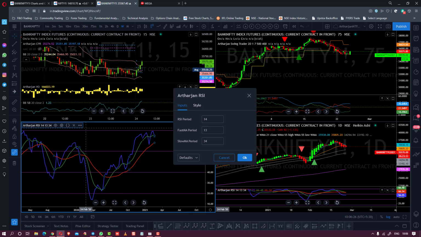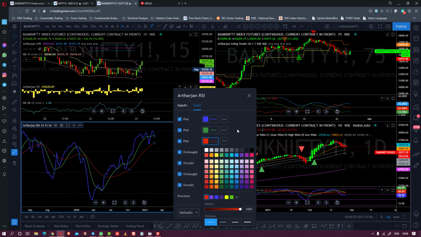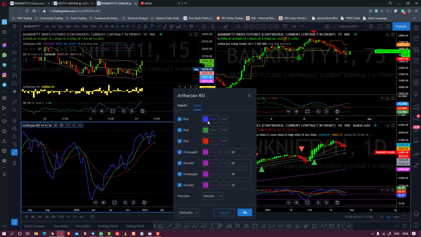Now how does it help me? Now this particular RSI, as you can see, one second, let me just change this. Okay, so what I have done is I have plotted the levels of 80, then 60, then 40 and 20. Now these are the levels which I always want to see on my chart. Then the blue color is actually the RSI.